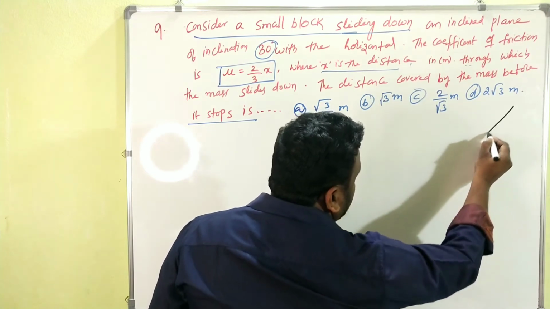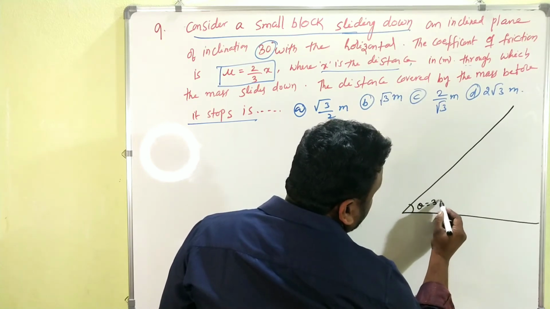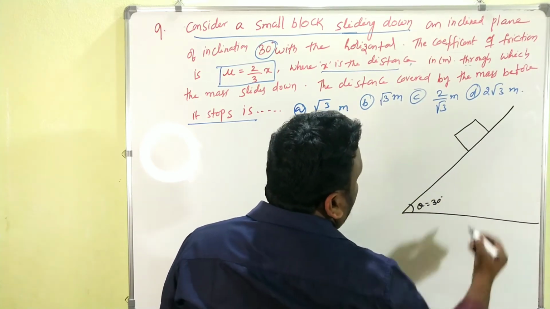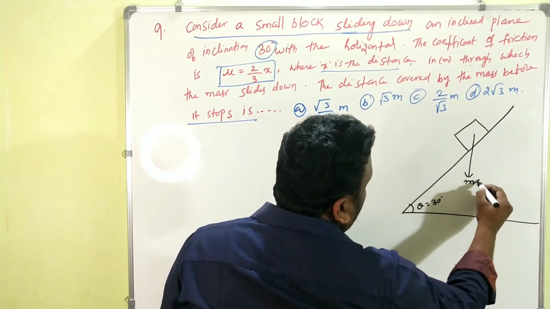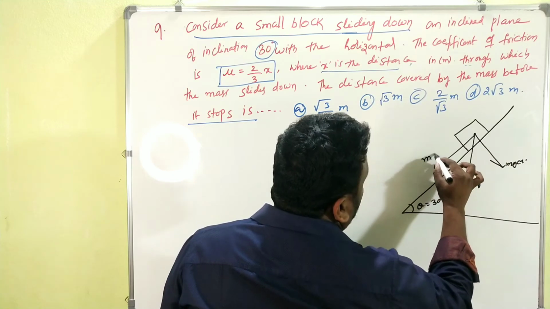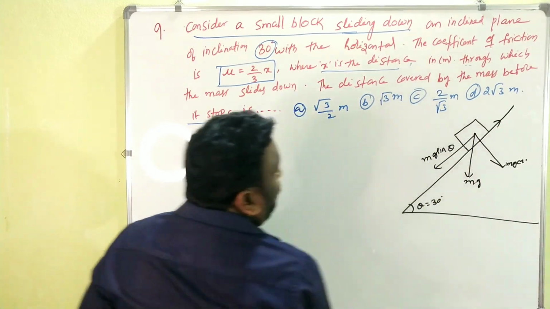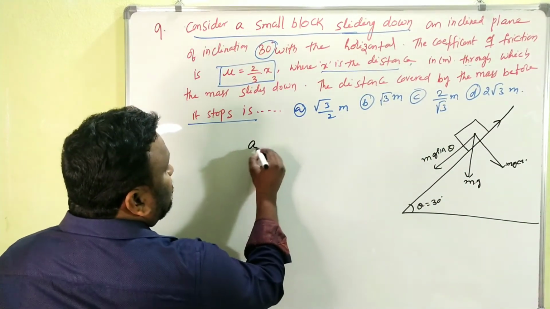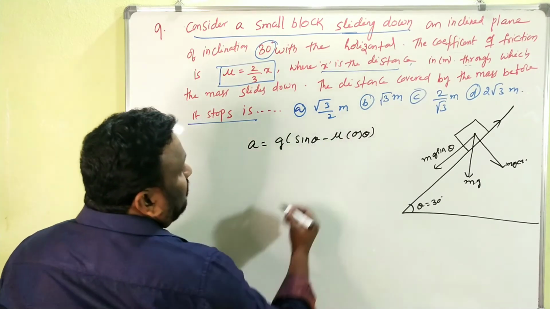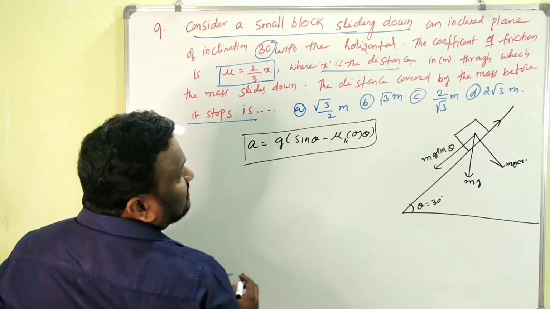What was given is an inclined plane having inclination theta, which is 30 degrees. The block comes down from top to bottom. Here, as all of you know, the weight is divided into two components, mg cos theta and mg sin theta, and friction will be in the upward direction. So in this case we have a equals g of sin theta minus mu k cos theta. This is the formula for acceleration, and you have to remember it.